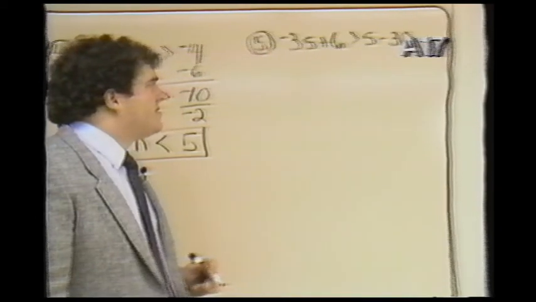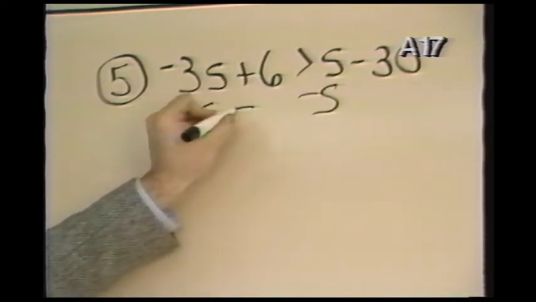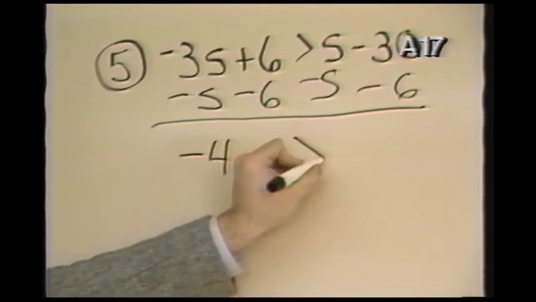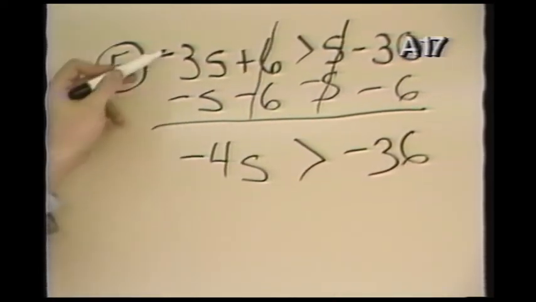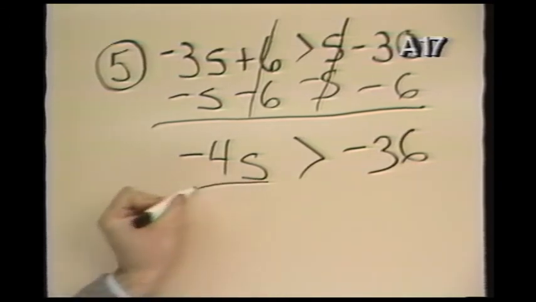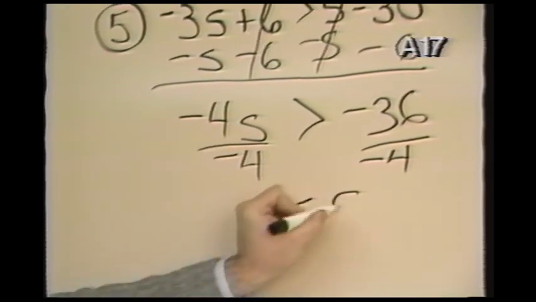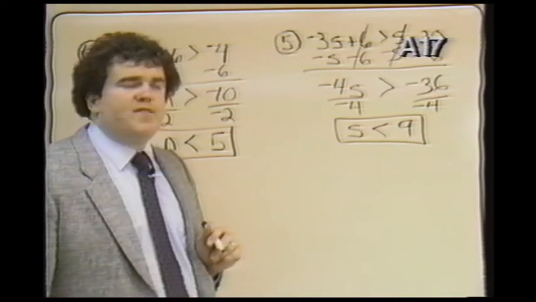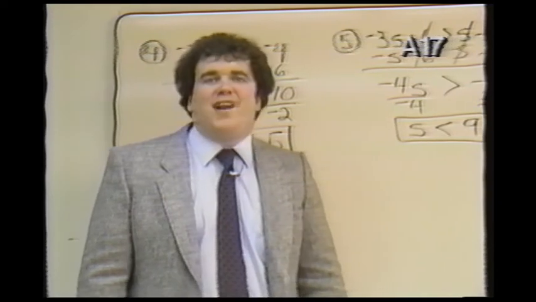Over to problem number 5. Negative 3s plus 6 is greater than s minus 30. Subtracting s from each side, and subtracting 6 from each side, we get minus 4s is greater than minus 36. So minus 3s and minus s is minus 4s, and minus 30 and minus 6 is minus 36. Dividing each side by minus 4, we will get s less than 9. Why is it a less than sign? Because when dividing by a negative number, we change the greater than sign to a less than sign. That is the simple lesson I wanted to teach you here.